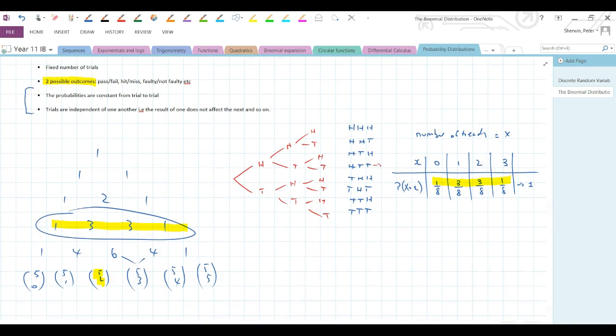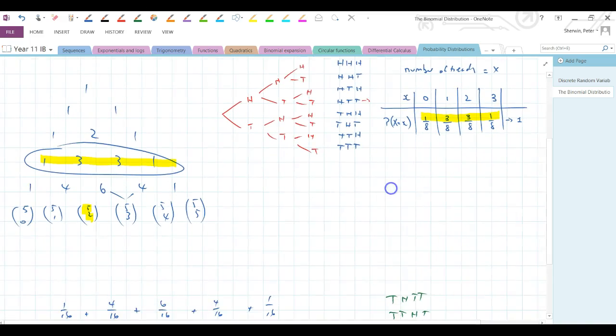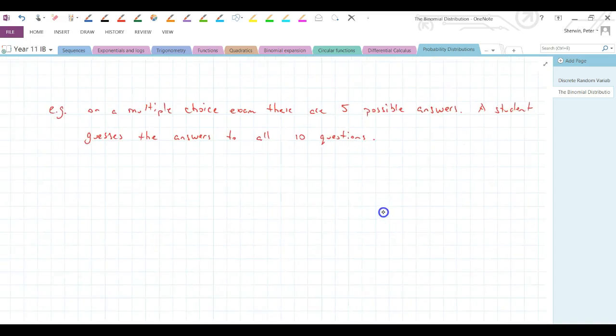Okay. So, for instance, let's now go down and have a look at an example. Okay, so in this example, we've got a multiple choice exam.